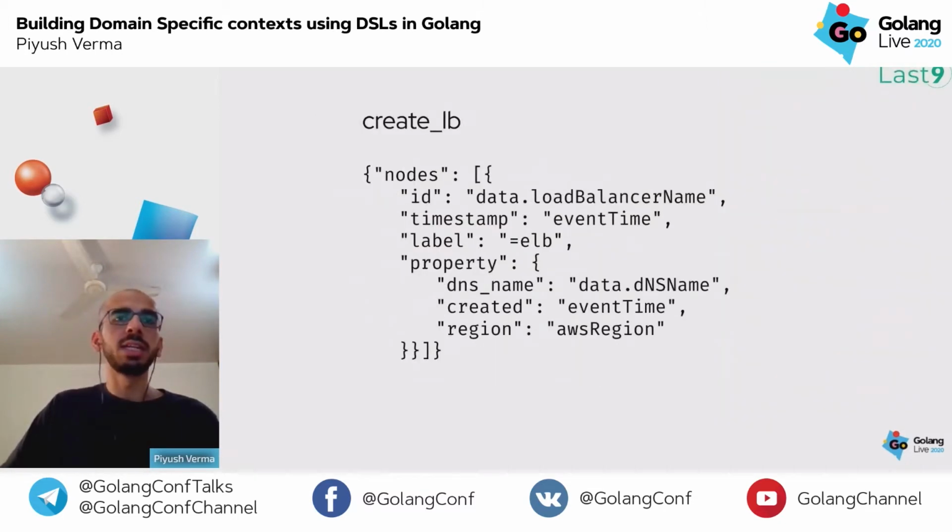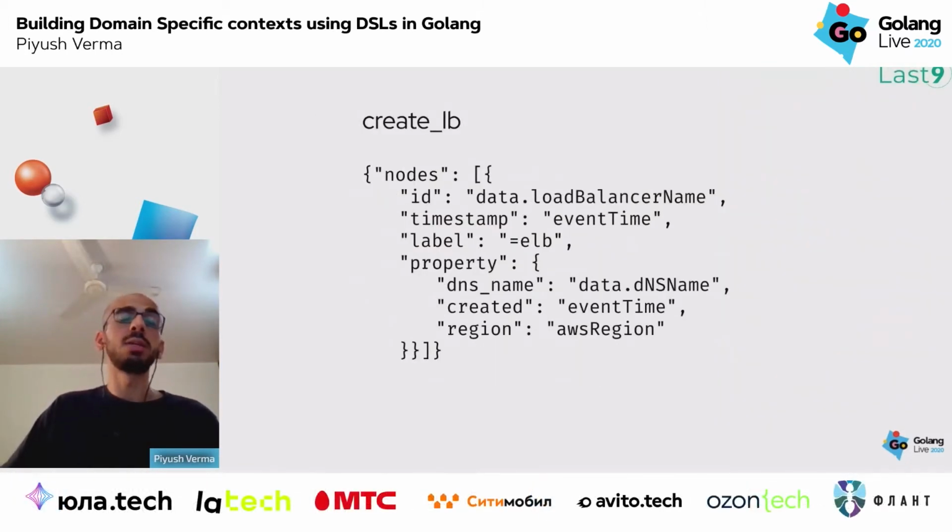I want to take another example, look at create load balancer, parsing that. Same thing. Now we're going to add properties to it. We are going to add a property called DNS name. What is the value of DNS name? Look for anything called data. Inside data, look for a field called DNS name and provide that. Fairly straightforward. What is the label? It is a static string called DLB.